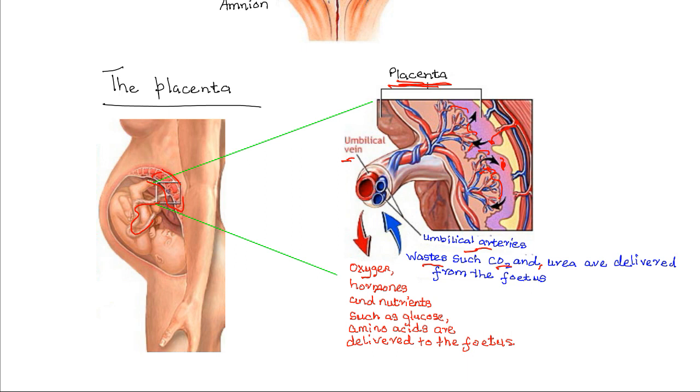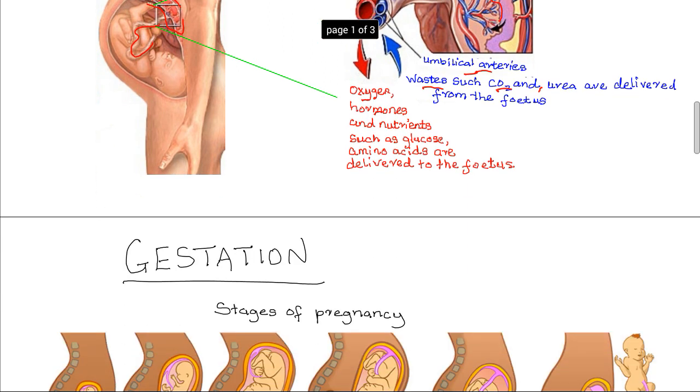And 4, in the placenta, there's a counter current flow system between the fetal and the maternal circulation. So the maternal blood will flow in this direction while the fetal blood flows in the opposite direction. So that counter current flow greatly enhances exchange of substances.